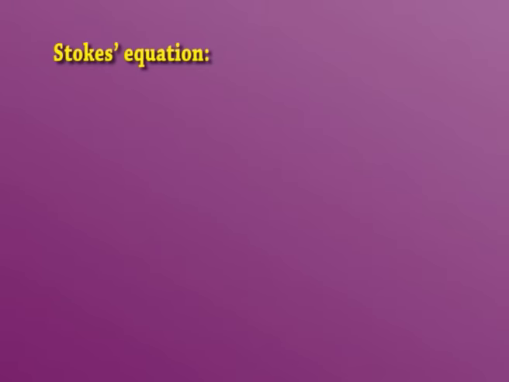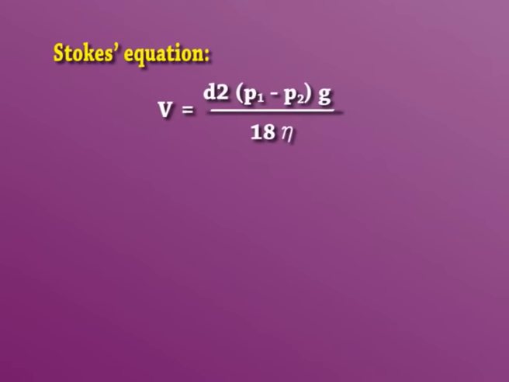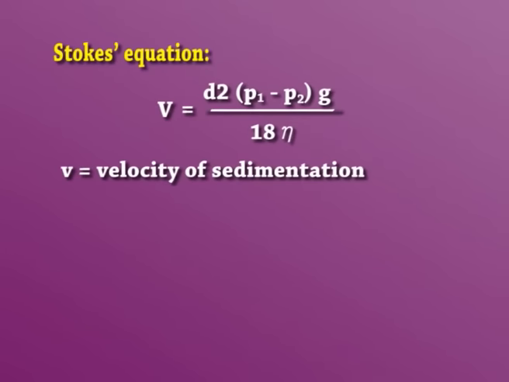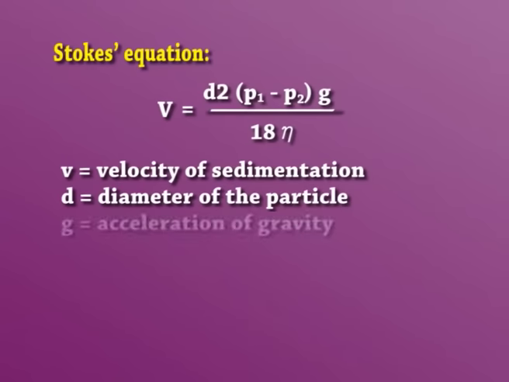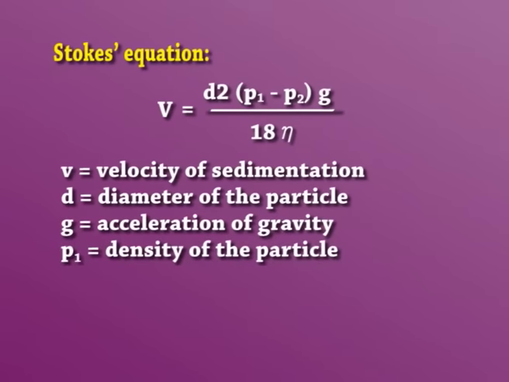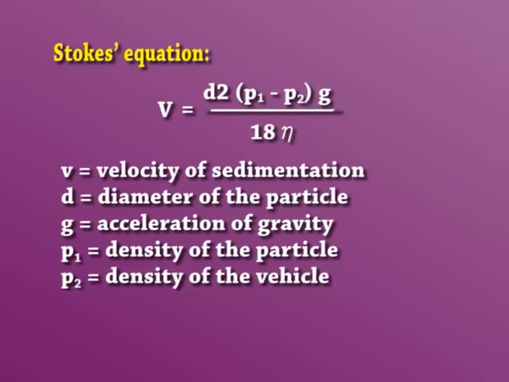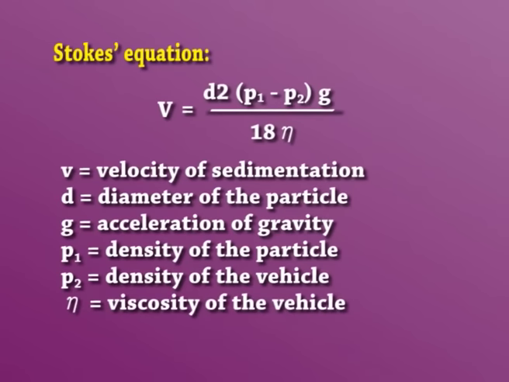A commonly accepted theory that explains the settling kinetics in the dispersed system was proposed as the Stokes equation. The Stokes equation is V = d² (ρ1 − ρ2) g / 18η, where V is the velocity of sedimentation, d is the diameter of the particle, g is the acceleration of gravity, ρ1 is the density of the particle, ρ2 is the density of the vehicle and η indicates the viscosity of the vehicle.